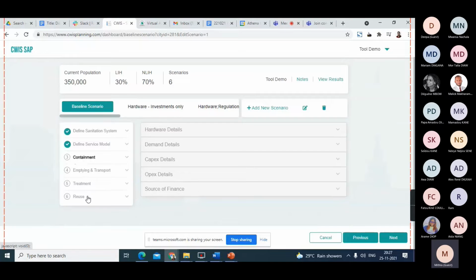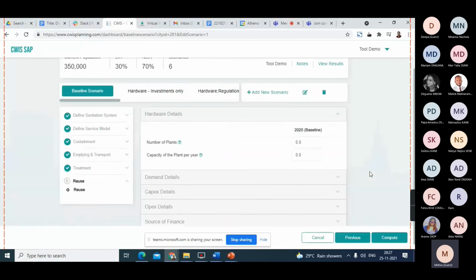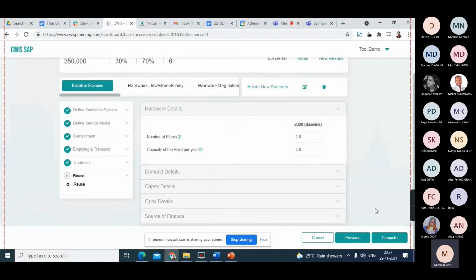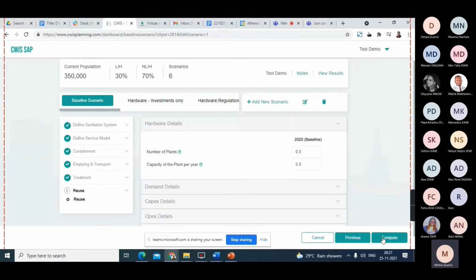Now, as we finish the baseline from containment to reuse, we will move to the last section and arrive at a place called compute. Remember one more thing is, as and when you enter data, you may want to press next to record the data when you're moving to a page and then get compute. So now I would be going to the reuse section. I have filled the baseline and coming to the last section where I'm going to do a compute.